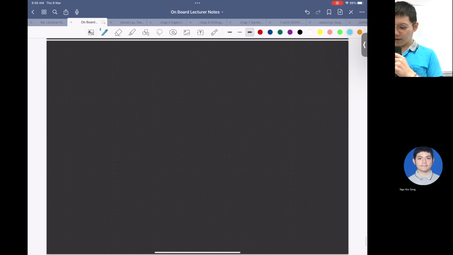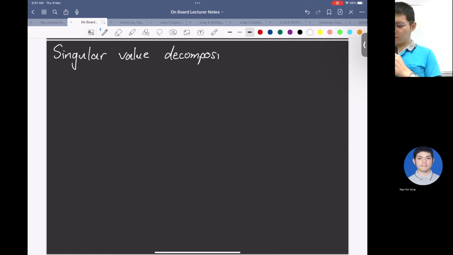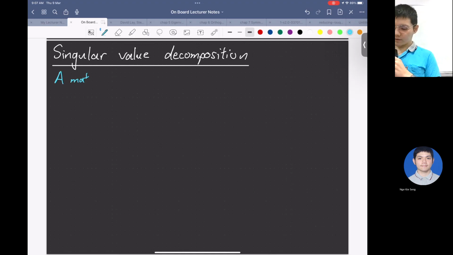So let's start with a matrix A again. Let me write singular value decomposition. What is decomposition? What is singular value? I will tell you later. So let's aim to reach here. Suppose I have a matrix A, of any size M by N.